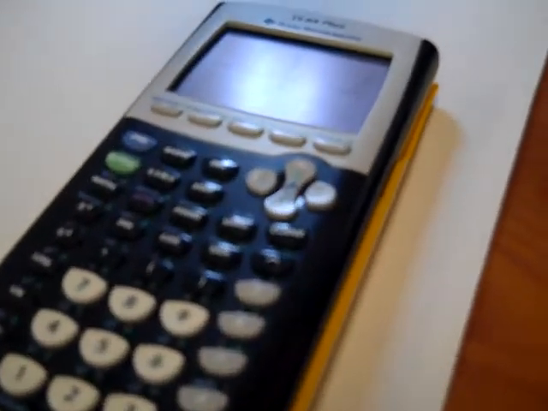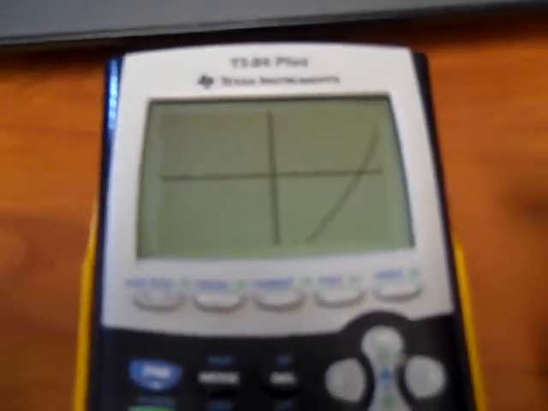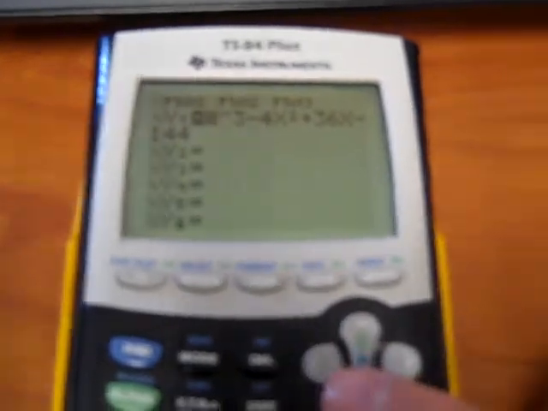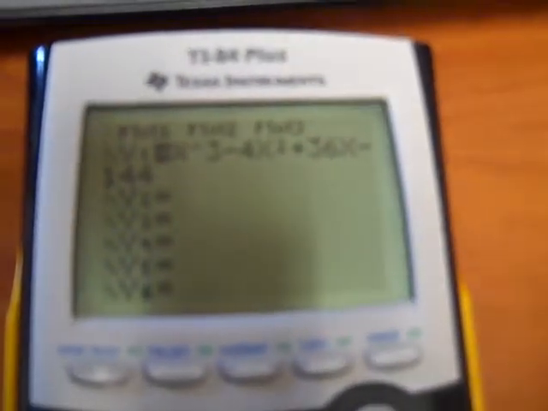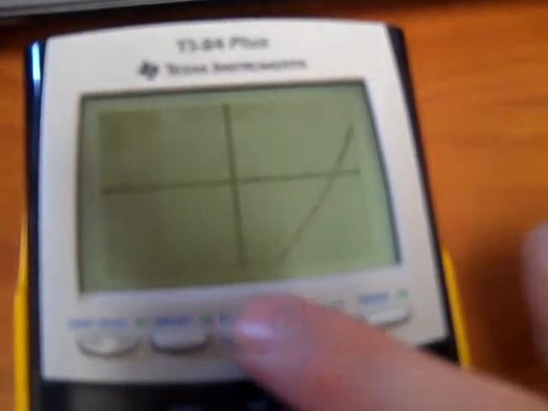Okay, let's take it to the calculator for number 17. On 17 it says that we've got y equals x cubed minus 4x squared plus 36x minus 144. So I have that typed into my calculator here, as you can see. And now I'm going to graph it. I'm going to zoom standard.